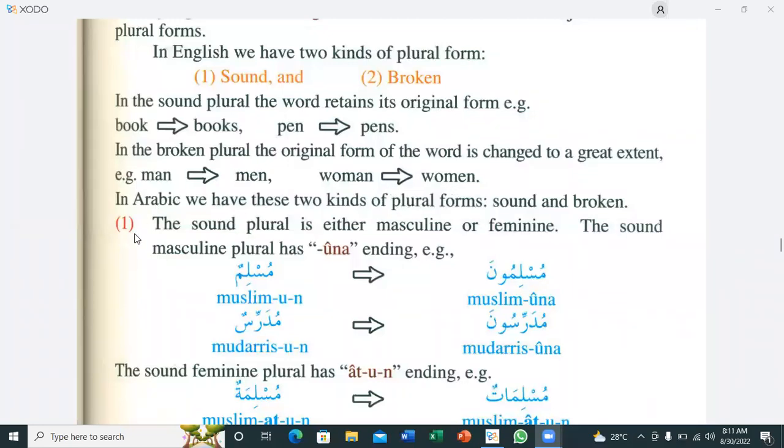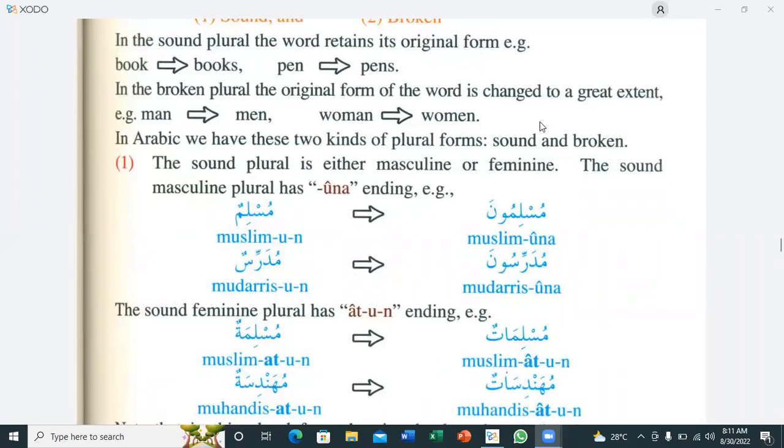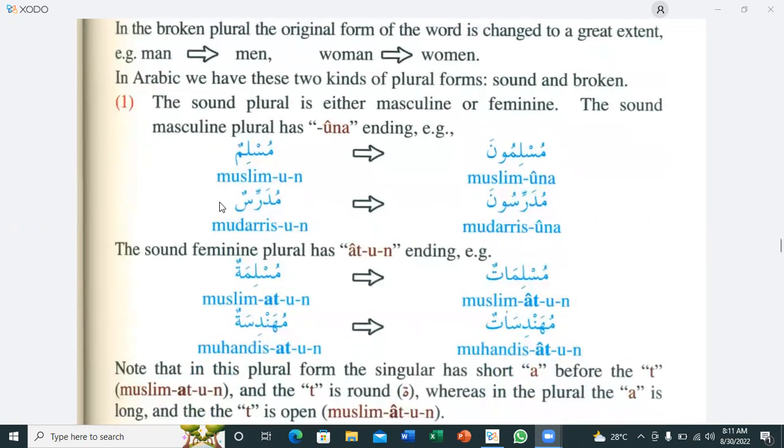In Arabic, we have these two kinds of plural forms, sound and broken. In Arabic, these types are called salim and mukassar. Sound is salim and broken is mukassar. The sound plural is either masculine or feminine. The sound masculine plural has una, that is, damma, and after the damma, waw sakin and nun maftuha, like muslimun in the singular form, and muslimuna in the plural.